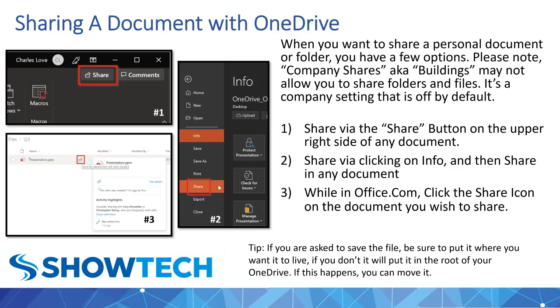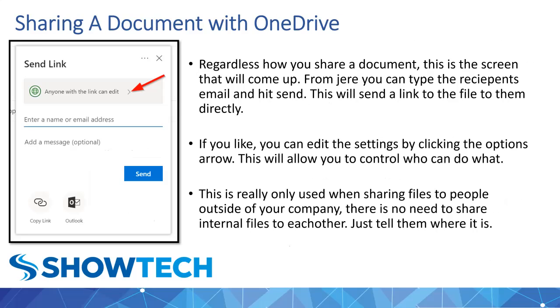Now, when it comes to sharing a document in OneDrive, if you're sharing it in what I call SharePoint or Teams or in the building, you don't have to do this. Just tell them where it is. If you're sharing a document with somebody outside, you have 3 options. Option number 1 is in the upper right-hand side of a Word or an Excel file. Hit the little share icon. Option number 2, go File, Info, Share. Option number 3, go to office.com, find the file, and you can share it. The thing in common is all 3 of these share the information the exact same way.